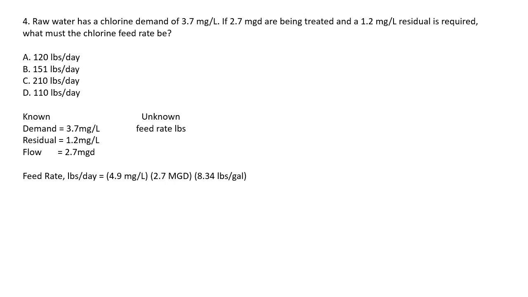As everything is in the right units of measurement, we can plug it into our formula. So we have the dose of 4.9 milligrams per liter times the flow of 2.7 million gallons a day times the standard of 8.34 pounds per gallon. And that gives us a feed rate of 110.34 pounds per day. So that's going to be your closest answer, D, 110 pounds per day.